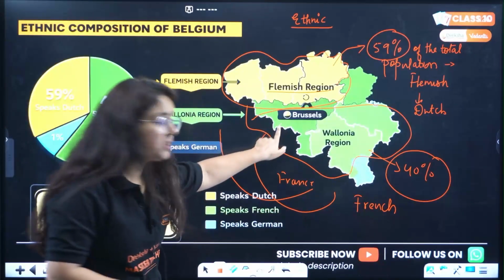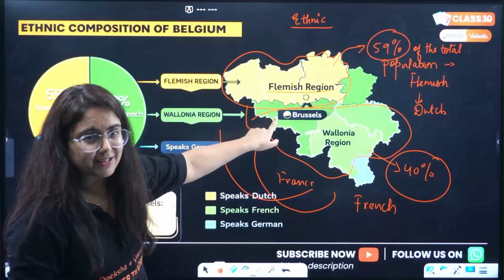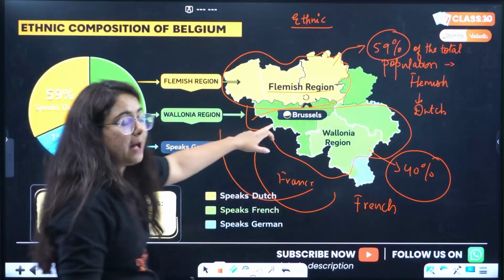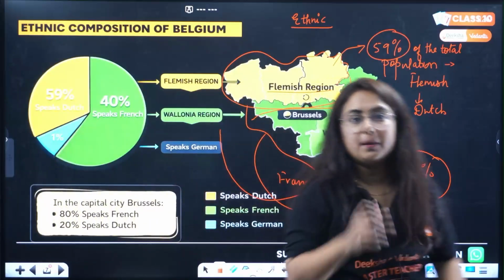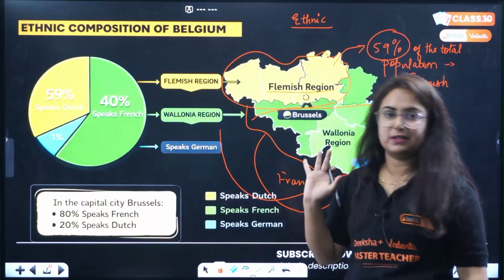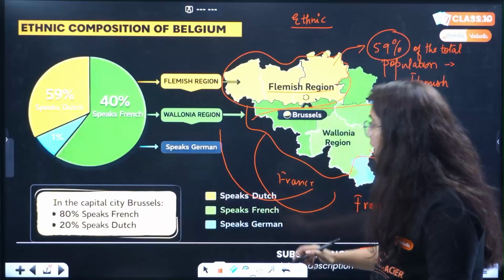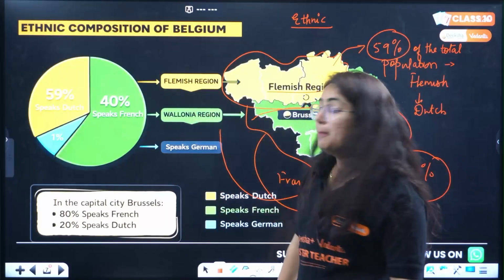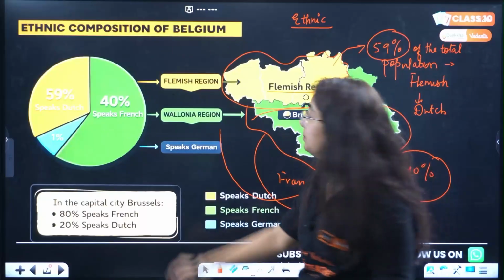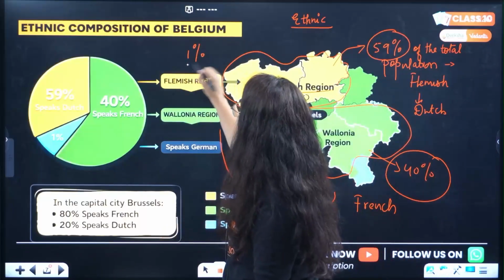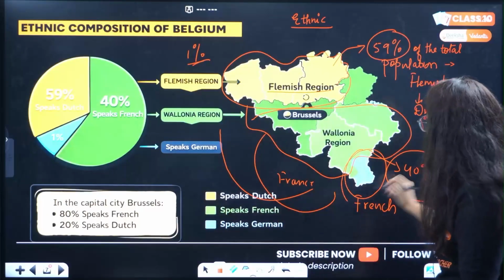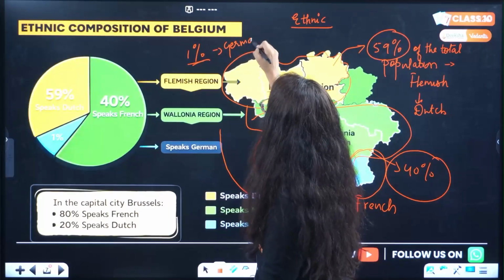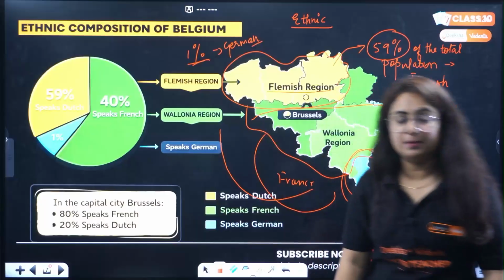This is the capital city of Belgium, the question I asked you recently: Brussels. So it was 59%, 40%. Ma'am, what about the rest 1%? The rest 1% are the people who speak the language German.